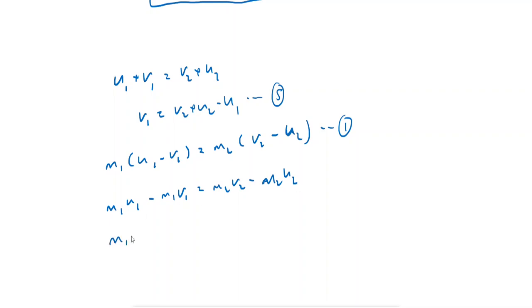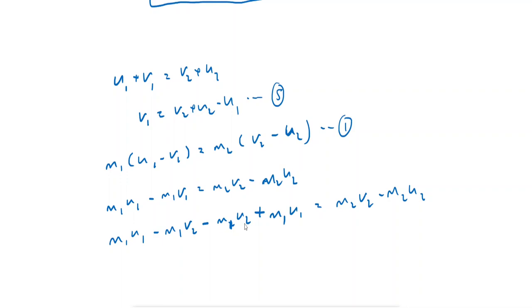So you have M1 U1 minus M1, and where I see V1, I'm going to put all of that and multiply it. It's going to be V2, and then another minus U2 and another minus U1. So this one is going to be plus, because this minus multiplied by this minus gives plus, and then this is going to be M1 U1. All of this is equal to M2 V2 minus M2 U2. So you should end up with an equation that looks like that.